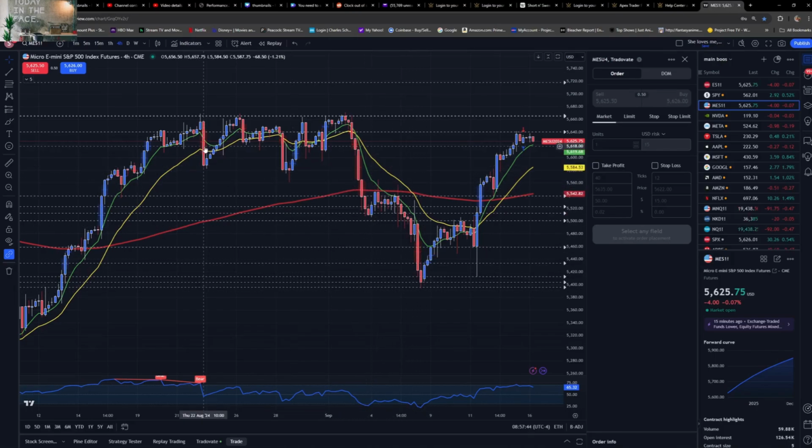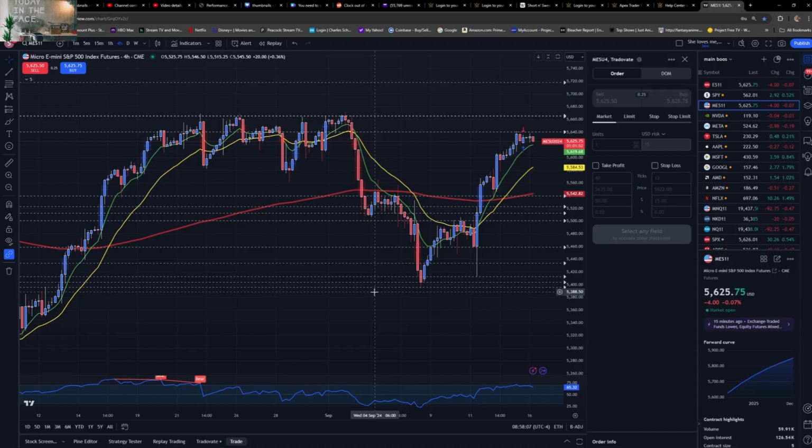What happens in a supply zone is you have sellers that are just packing in orders, packing in orders. You have the supply, right? And as soon as the supply is reached, there's going to be a violent reaction. The more times that supply is reached and not violated, the stronger the reaction. So we came up here 1, 2, 3, 4, 5, 6, 7, 8 times. On the 8th time, we rejected very, very strongly.